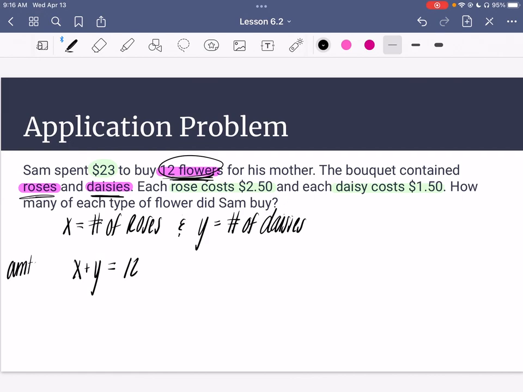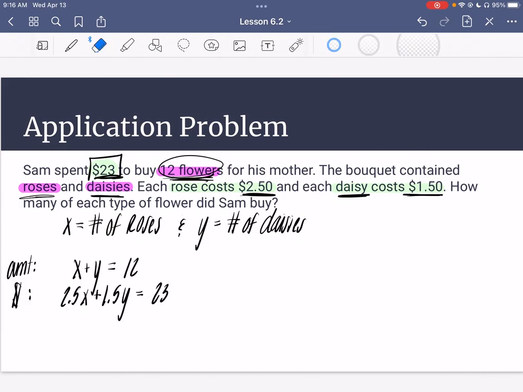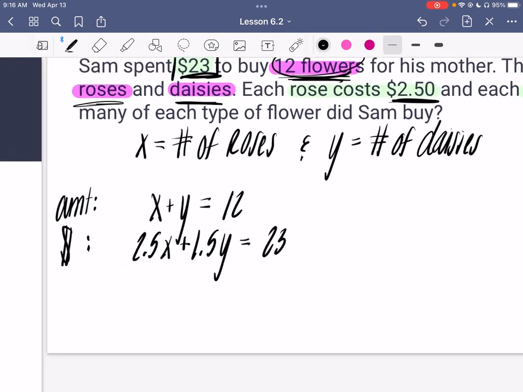Then our second equation is related to the amount of money that is spent. So we know the total is $23. How does he get that? $2.50 per rose, so 2.5 times the amount of roses, x, plus the cost of daisies, so $1.50, or 1.5 times each daisy, y, is going to give him that total of $23. Okay? So there are our two equations, and honestly, that typically is the hardest part of any application problem, just setting up those equations.